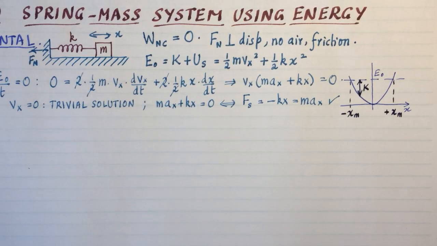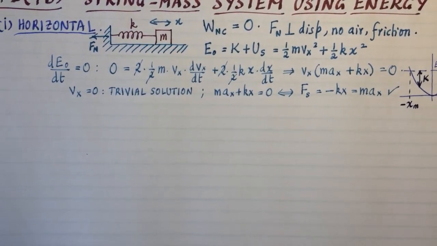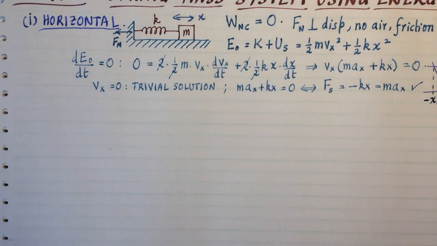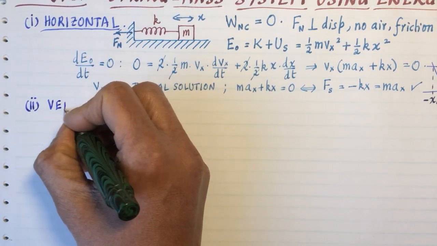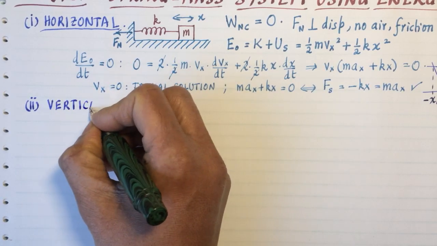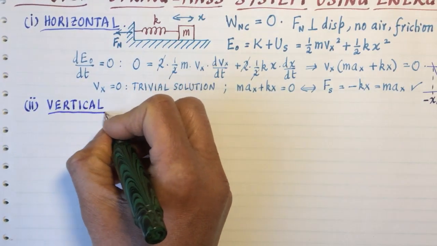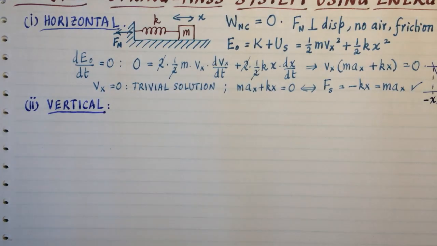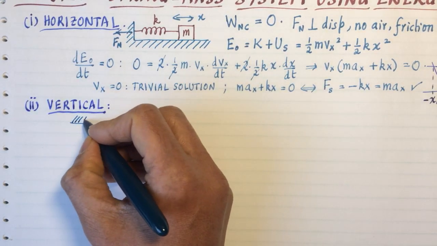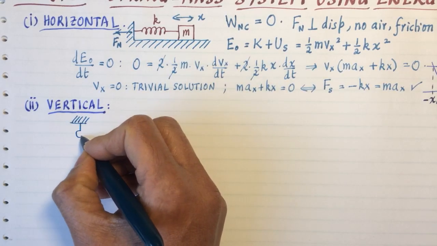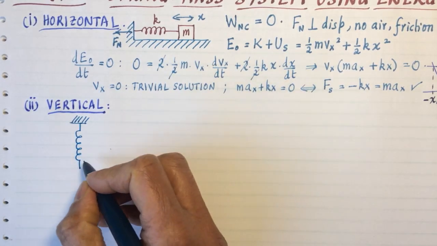For vertical oscillation, some things change. For one thing, gravity is in the picture. So let's look at the vertical case. Let me draw a quick diagram first. The spring is now suspended from a support stand or ceiling of some kind.